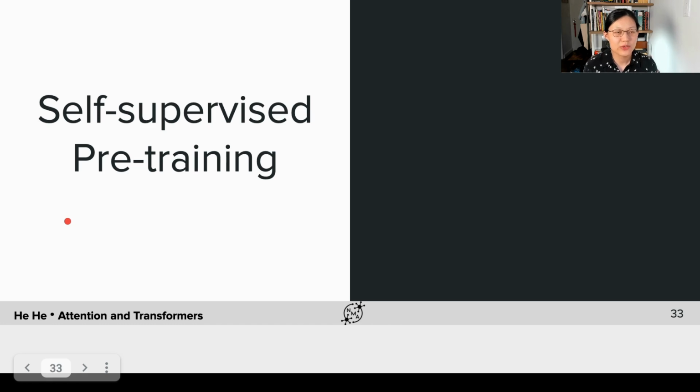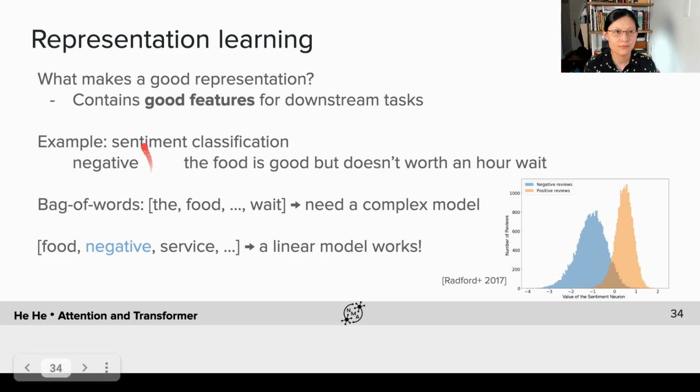Okay, in this section, we will give a brief introduction to self-supervised pre-training, which is a key component in current approaches to solve NLP problems. Okay, so the main goal of pre-training is to learn a good representation. So what makes a good representation? We consider representation good if it contains good features for downstream tasks. So if we have good features, we don't need a complex model to make good predictions.